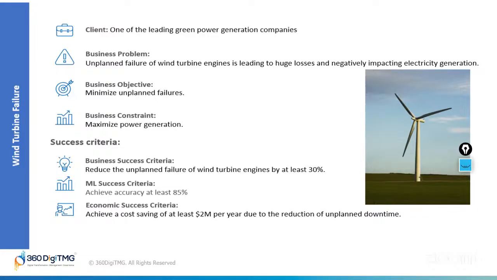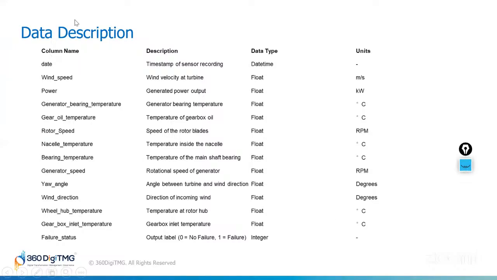Business success criteria is to reduce the unplanned failures of wind turbine engines by at least 30%. Machine learning success criteria is to achieve accuracy of at least 85%. Economic success criteria is to achieve a cost saving of at least $2 million per year due to reductions of unplanned downtimes.